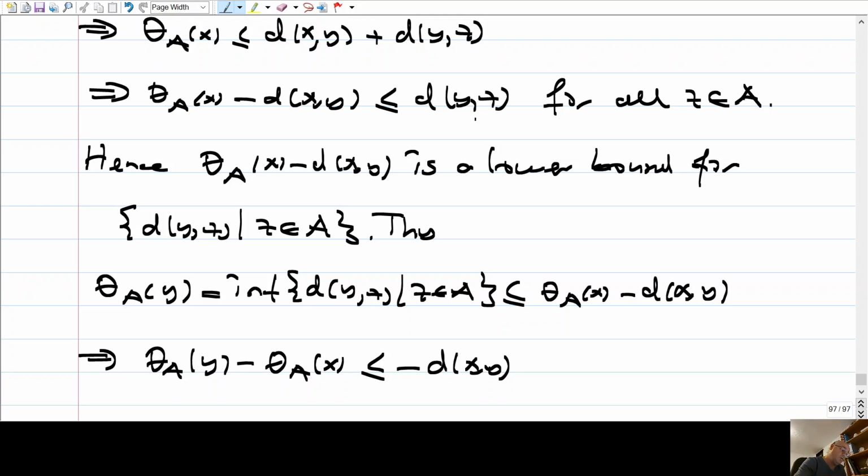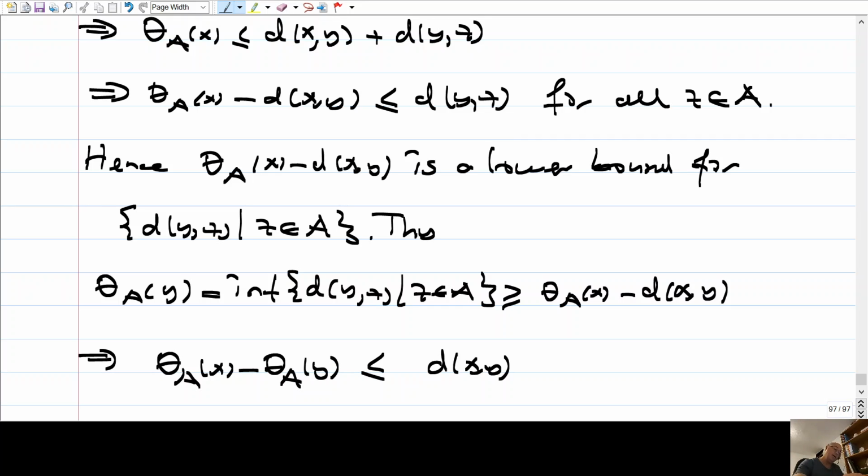Okay. This is a lower bound. Therefore, the infimum of this is greater than... sorry. The infimum is the greatest lower bound, so I have this. Now, so we get what? d(x,y): I take this to this side and θ_A(y) to the other side. So I have obtained this. I'm sorry, right, we made a mistake. So d(x,y) is greater than θ_A(x) minus θ_A(y).